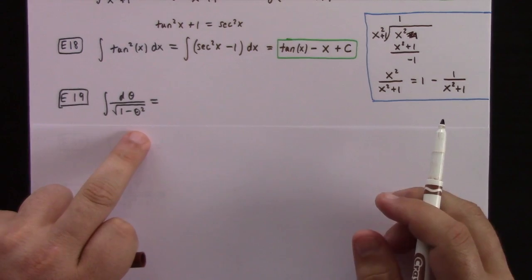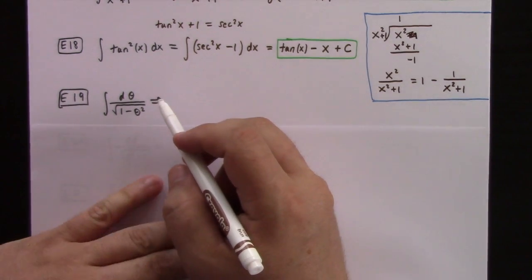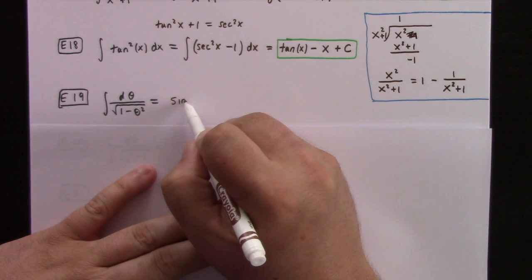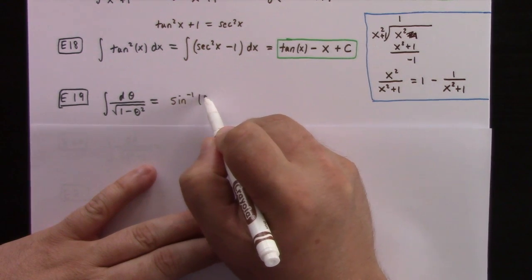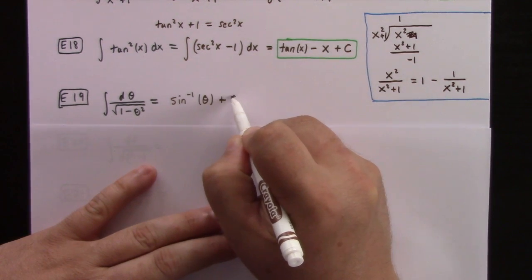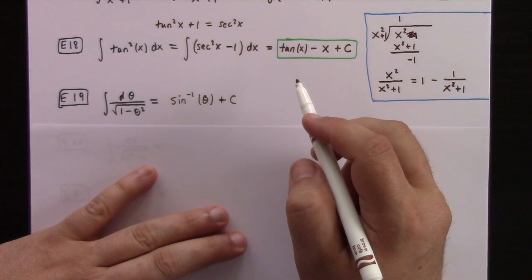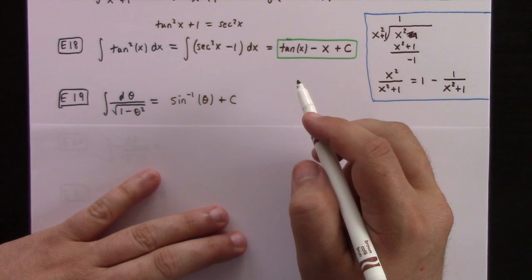So here we have the integral of d theta over the square root of 1 minus theta squared. That is in fact inverse sine of theta plus a constant, because the derivative of inverse sine is 1 over the square root of 1 minus the argument squared. So there's that one.